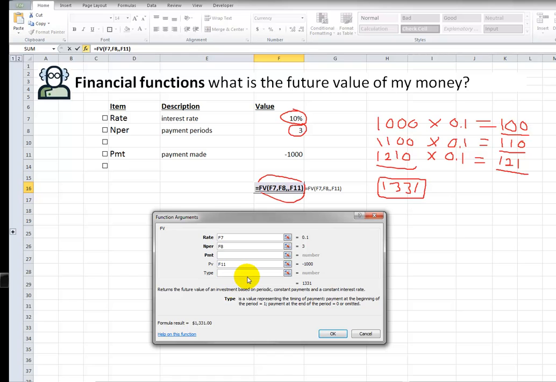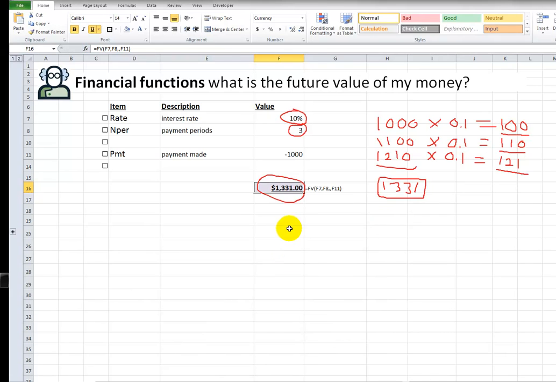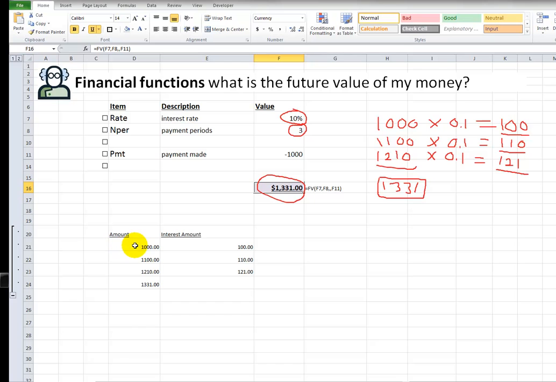The last argument as well, we're just going with the default. So we could type in a 0, but it says the value representing the timing of payment at the beginning of the period equals a 1, but we're getting paid at the end of the period, at the end of the year, so we can either omit it or type in a 0. So I just type nothing. So we see $1,331. I can click this little symbol here. I've hidden the amounts as well in a formula, but some people prefer to see the math done out row by row, and we end up with $1,331, which is the same as here.